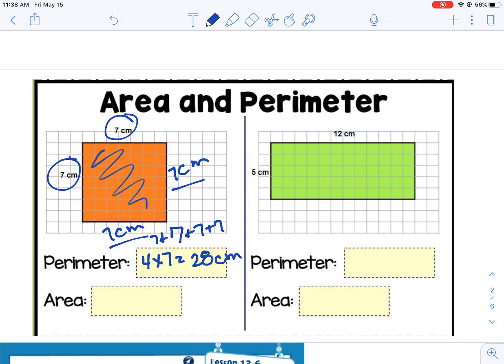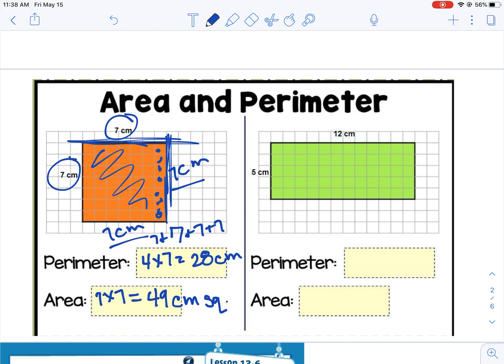Now area, again, is what's inside. So it's length times the width. And so our length is 7, and our width is 7. So 7 times 7 is, what is it again? I hope you said 49. And it's 49, and the unit of measure is centimeters, and it is centimeters squared. SQ means squared. That means we're talking about the inside. We're talking about these squares right here, okay? And so that's what makes an area.